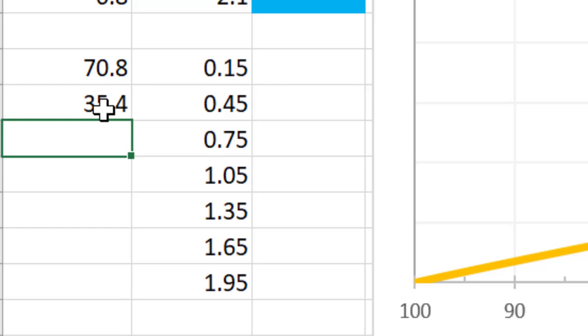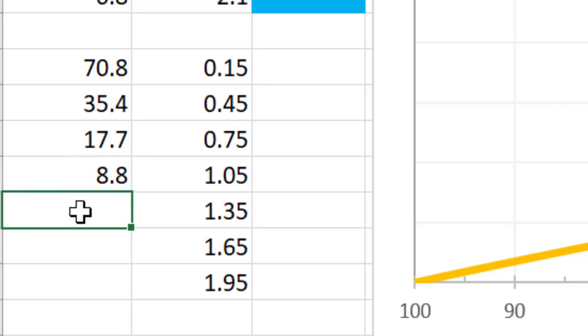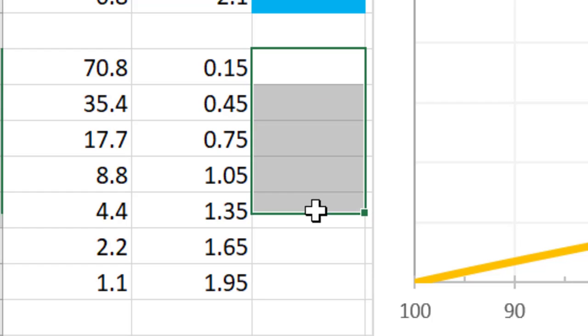So half of 70.8 would be 35.4, and then half of 35.4, almost 36, would be 17.7. That gives you that. Half of 17.7, almost half of 18, is 9, so we'll call that 8.5. Let's call it 8.8. Half of that would be 4.4, and half of that would be 2.2, and half of that would be 1.1. So these go together.